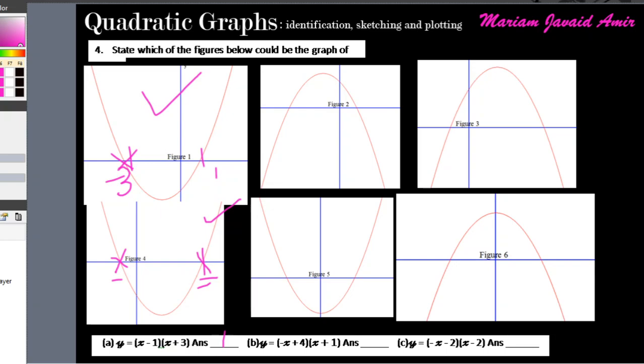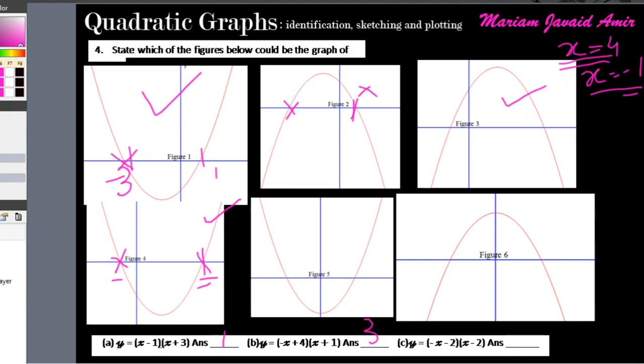Part B, for part B, the equation will open up to -x square. So it will be an inverted U graph, and the roots will be, one root will be x equals 4 and the other root will be x equals -1. So we're looking for an inverted U graph which cuts the x-axis at 4 and -1. So this would be it. This can't be it because it has a smaller positive value and a bigger negative value. Our positive value is bigger and the negative value is smaller, so figure 3 would be the answer.